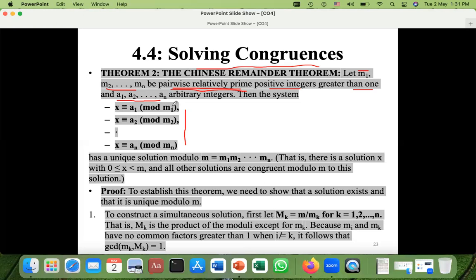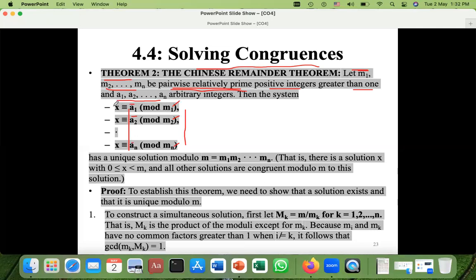So now you can understand that these are m1, m2, and so on, which were mentioned here. And these are a1, a2, and so on, an. These are arbitrary numbers, but here these numbers are the remainders. When you divide this x with m1, this a1 is the remainder. When you divide this x with m2, you have this remainder. And similarly, you have this remainder.